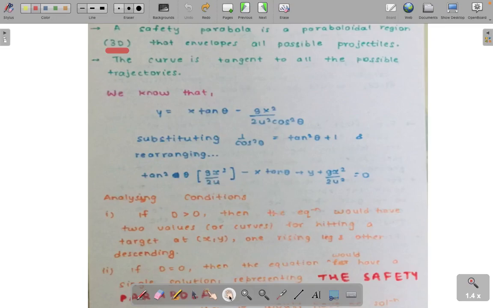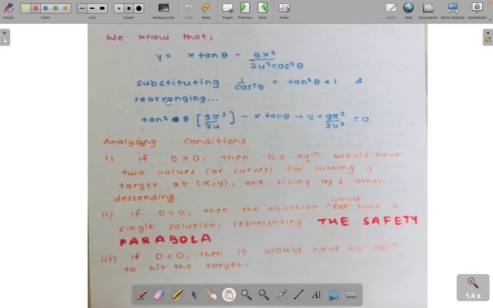Now let us analyze the condition for the discriminant. So मान लीजिए if the discriminant is greater than 0, then the equation would have two values or two curves for hitting the target at x comma y, one rising leg and another descending.